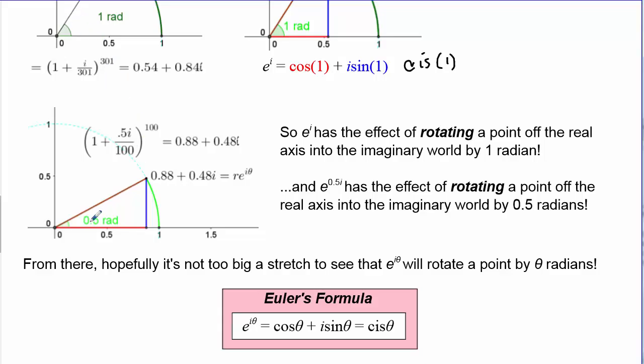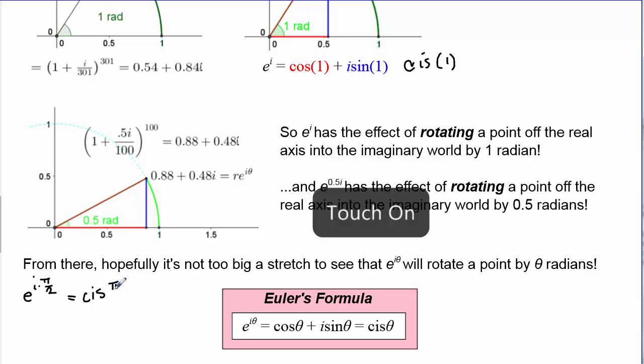The first one is, well, what would e^(i·π/2) be? Well, that means we're going to rotate off the real axis by π/2 radians. We're going to land up here, and this will give us cis of π/2. And cis of π/2 is simply i. There's no real part, there's just the imaginary part, i.